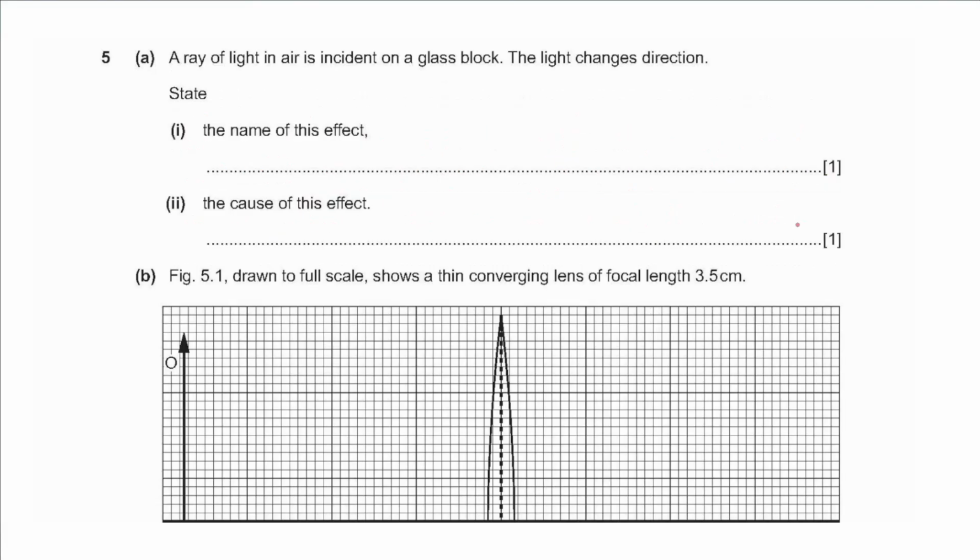Question 5a says a ray of light in air is incident on a glass block. The light changes direction. State the name of this effect. This is called refraction, and the cause of this effect is the change in speed of the light or the light wave as it goes from medium to medium.